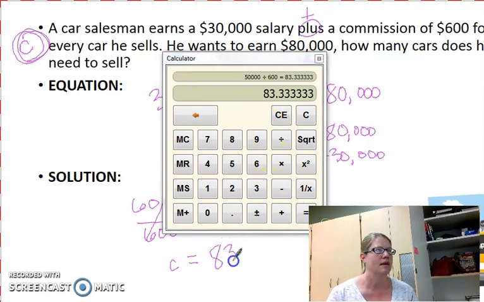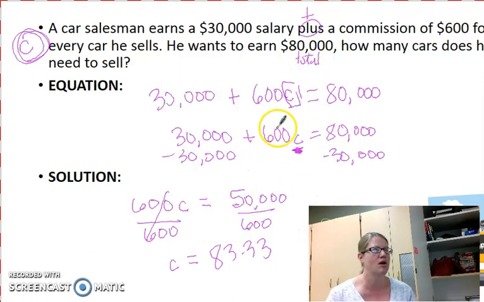83.33. Now I know that he cannot sell 0.33 cars, right? He either needs to sell 83 cars or 84 cars. If he wants at least $80,000, we're going to have to round that up. He's going to have to sell 84 cars. All right. Thanks, guys.